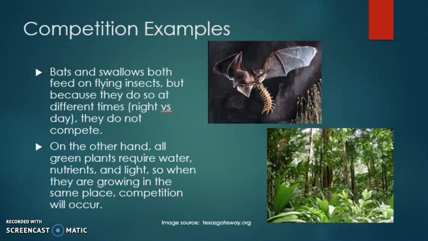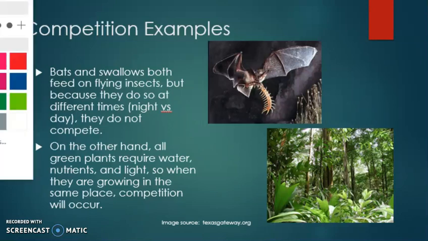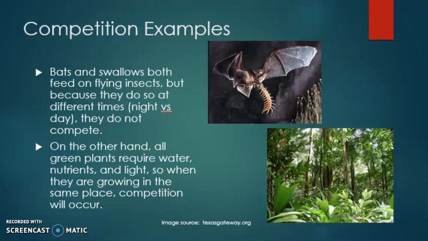Another example is plants in a forest. They're always competing for water, nutrients, and light as long as they're growing in the same place. So they're always competing with each other.